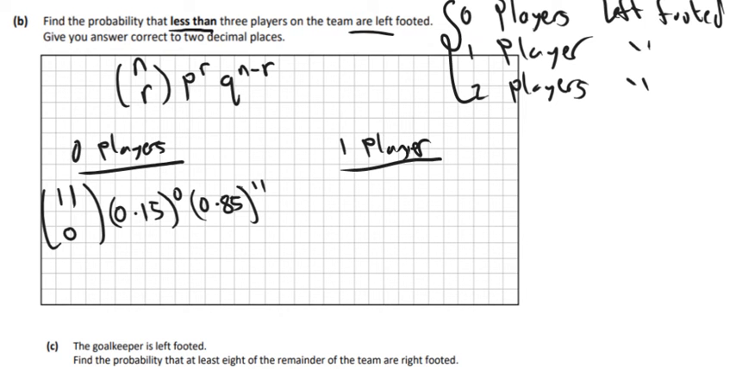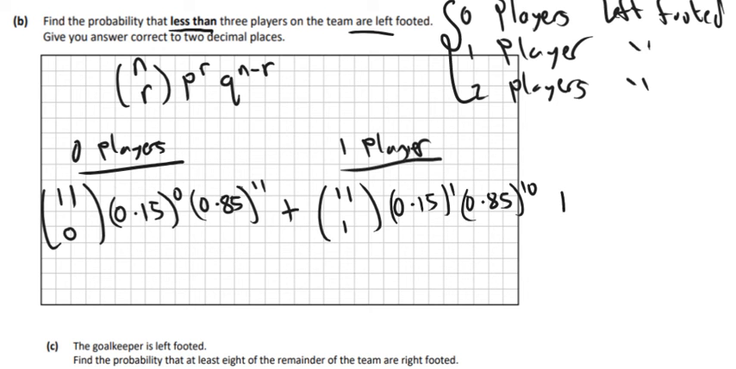Now you've actually already done that in the first part, so you could just put in 11. We're going to be adding them all together. You could just put in 0.325 I think here, because you've already done this, but this is how you do it again anyway. And then we're going to add on for 2 players as well.